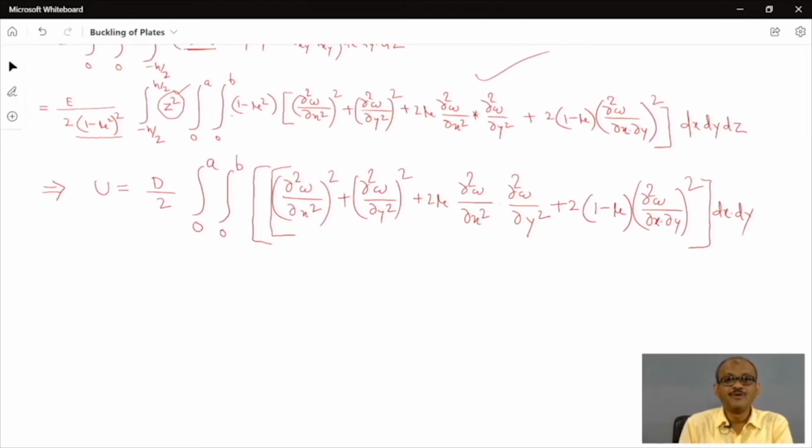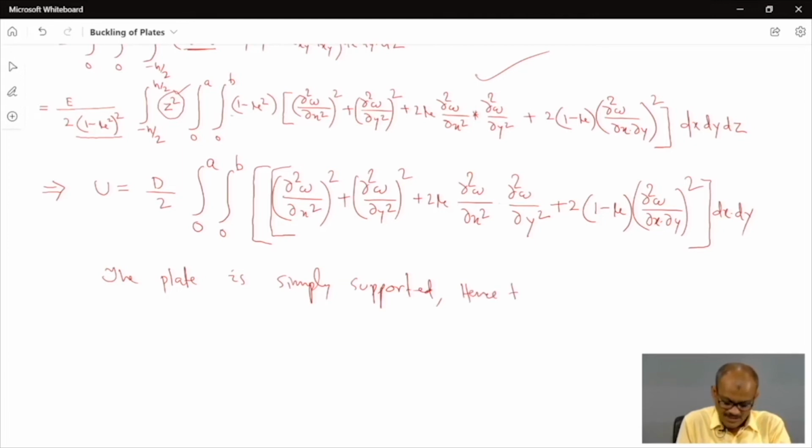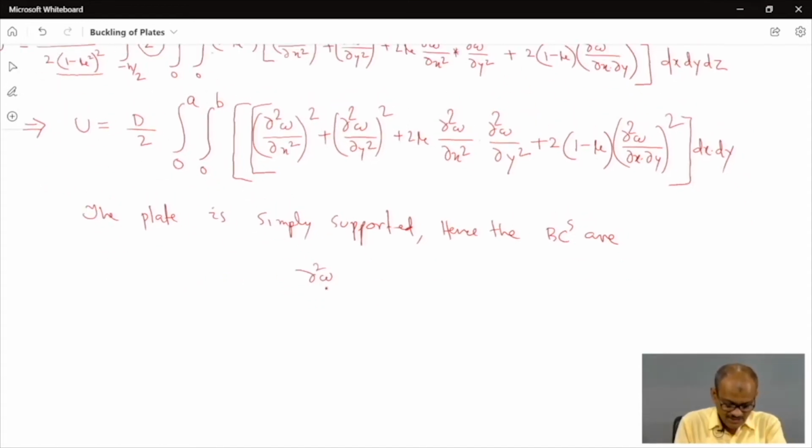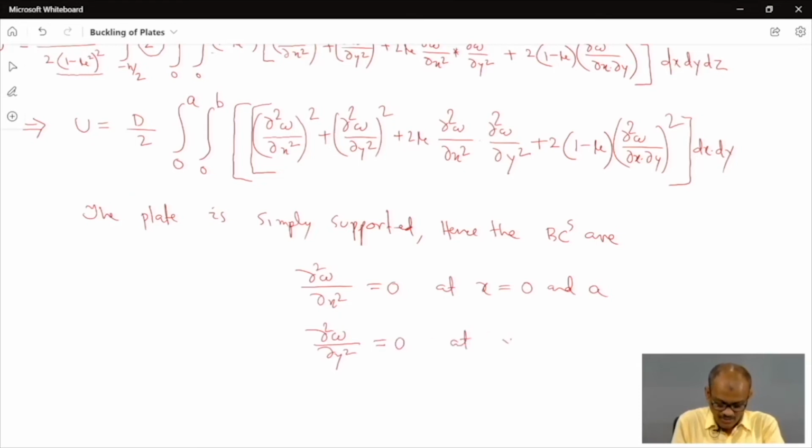Then the same boundary conditions that we had derived, I am writing here. The plate is simply supported, hence the boundary conditions are that ∂²w/∂x² is equal to 0 at x is equal to 0 and a, and ∂²w/∂y² is equal to 0 at y is equal to 0 and b. So this is the boundary condition we had derived earlier.